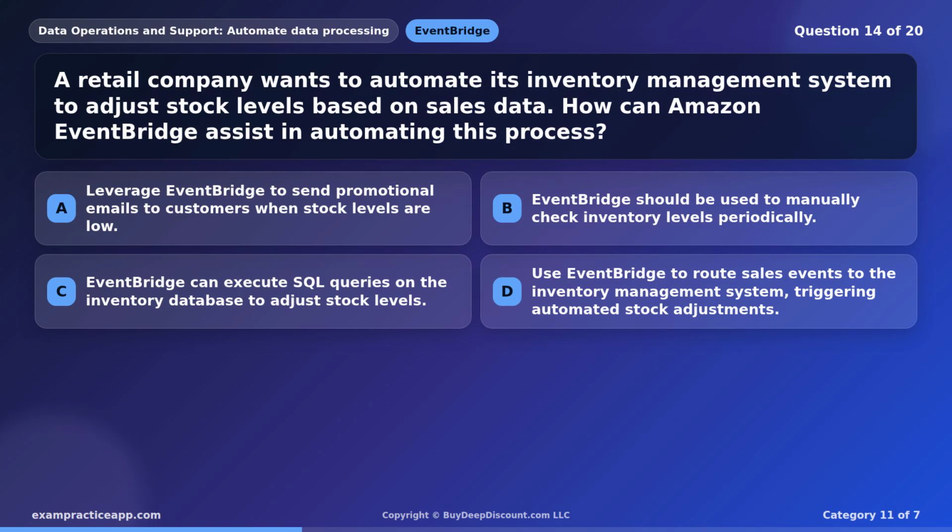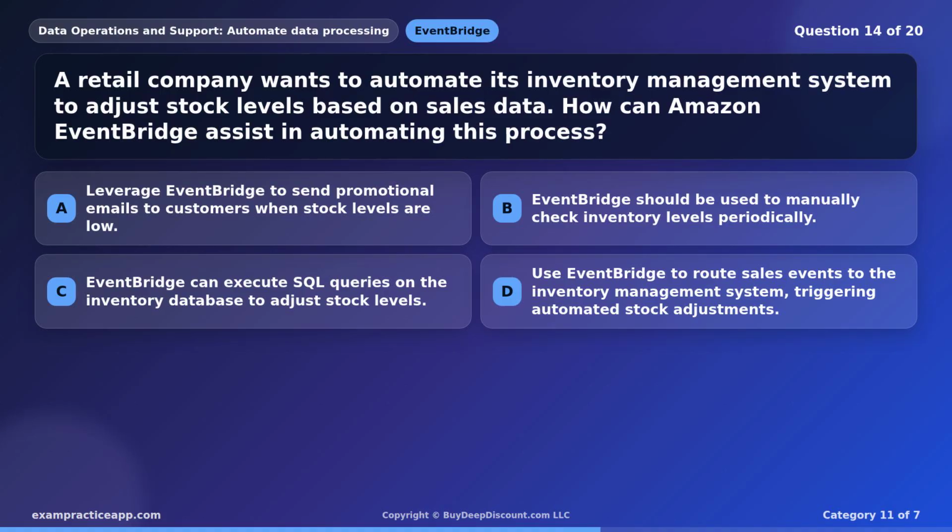Option C. EventBridge can execute SQL queries on the inventory database to adjust stock levels. Option D. Use EventBridge to route sales events to the inventory management system, triggering automated stock adjustments. Take a moment to choose your answer. The correct answer is option D. Use EventBridge to route sales events to the inventory management system, triggering automated stock adjustments.